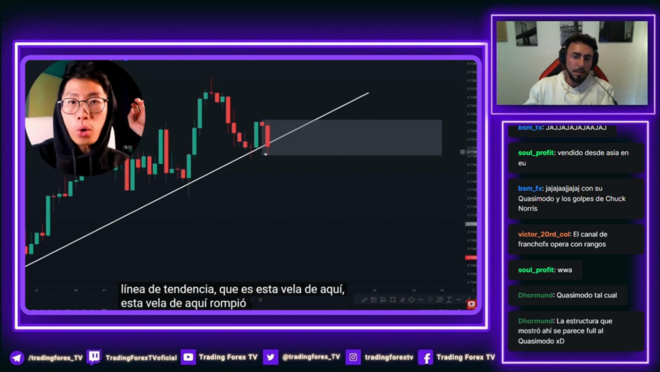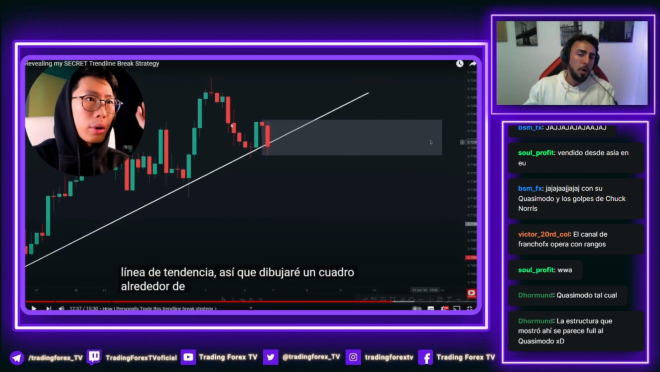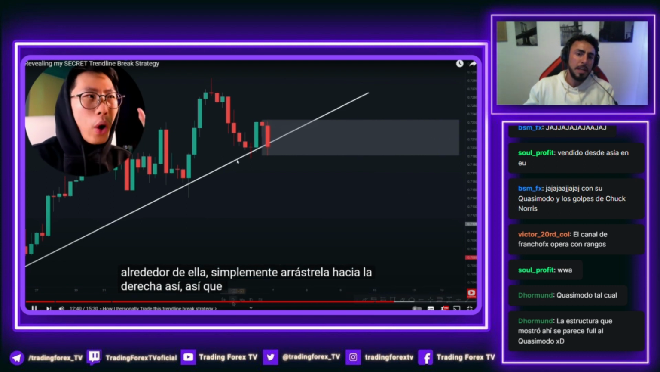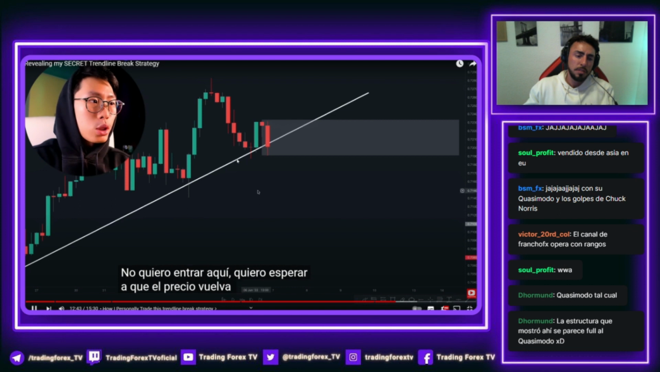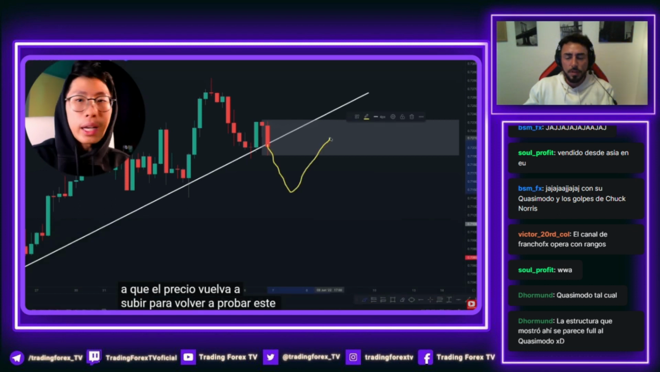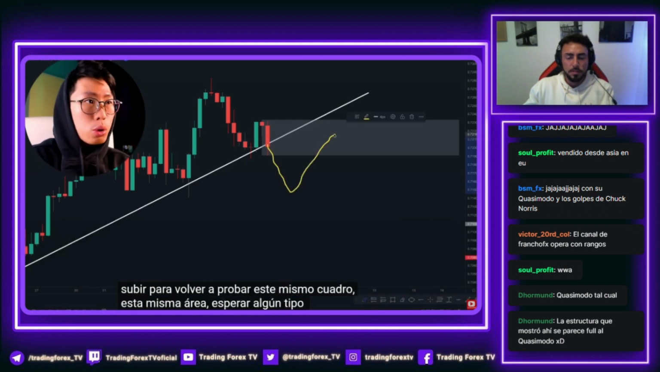Okay, this candle right here broke out of the trendline. So I'll just draw a box around it. Right, just drag it to the right, just like this. So right now, I do not want to enter here. I want to wait for price to come back up to retest this same box, this same area, wait for some sort of rejection, head back down like this.